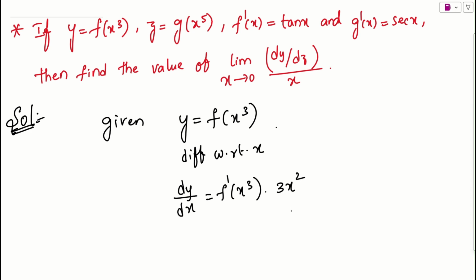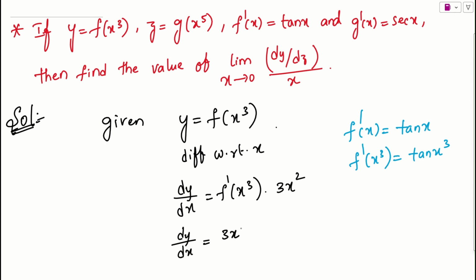Yes. So what we can say here, this is f dash of x. Check the question carefully. f dash of x is tan x. Similarly, f dash of x cube, wherever x is there, I have to replace with x cube, so this will be tan x cube. So dy by dx is nothing but 3x square as it is into f dash of x cube, that will be tan x cube. Is it okay? Take this as equation number 1.